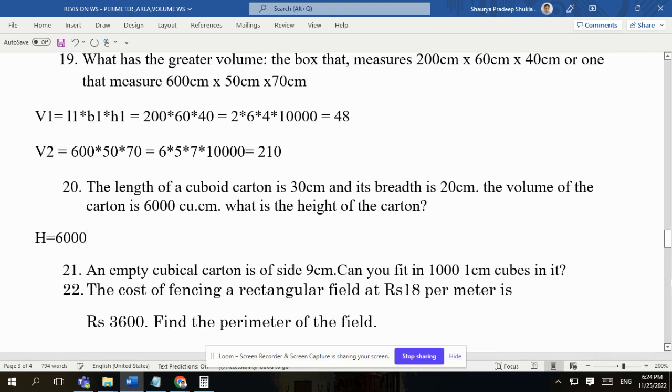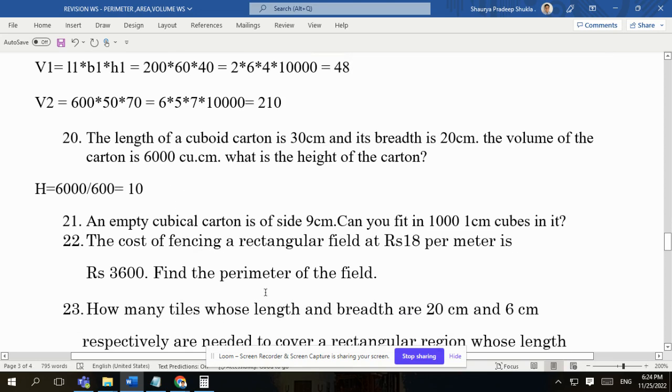The volume is 6,000, divided by 30 into 20. 30 into 10 is 300, so 30 into 20 is 600. That is the area. So now if I do 6,000 divided by 600, the answer is 10. Have you got the problem? See, by multiplying length into breadth, I get the area, and if I divide volume by area, I get the height. Make sense? Yes.